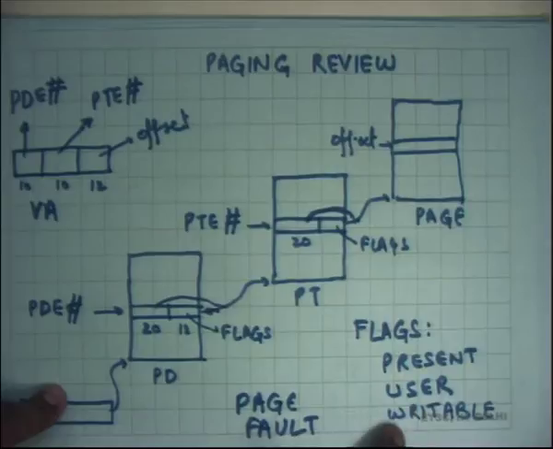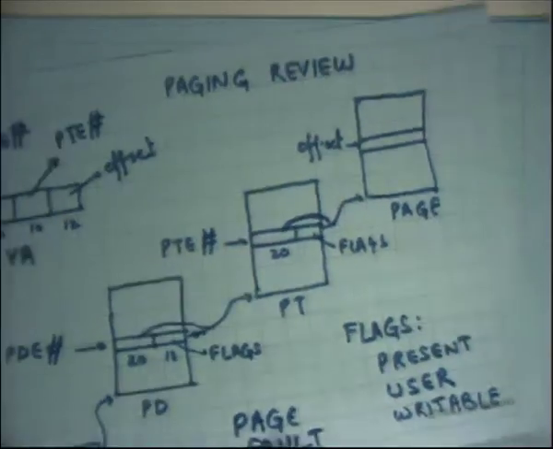So that's what we discussed, and then we said, okay, let's look at how an operating system uses this page table hardware, page directory hardware, to actually implement processes, right?